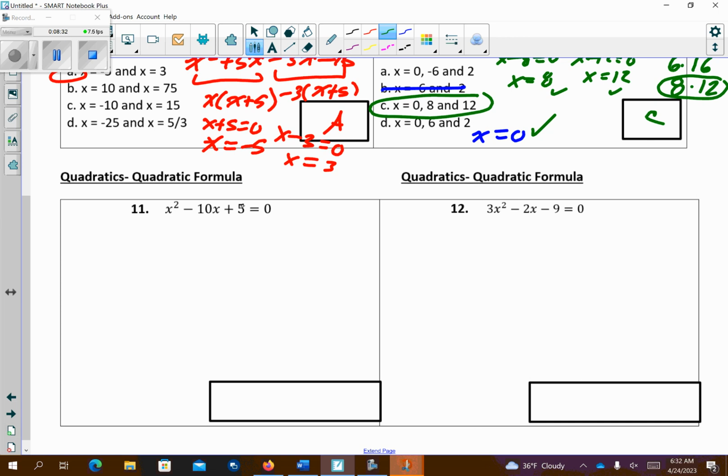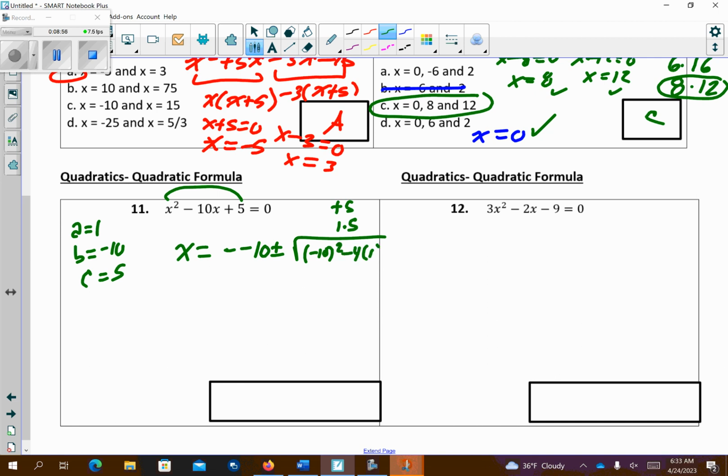This one, if you try and multiply it out, I get 5. And the factors of 5 are just 1 and 5. And there's no way to get 10. So you have to go to the quadratic formula. So a equals 1, b equals negative 10, c equals 5. So you have x is equal to negative b plus or minus the square root of b squared minus 4ac, all divided by 2a. And let's do the math.